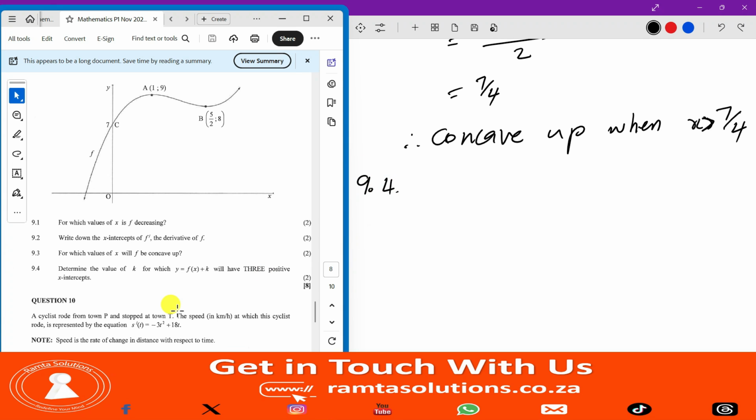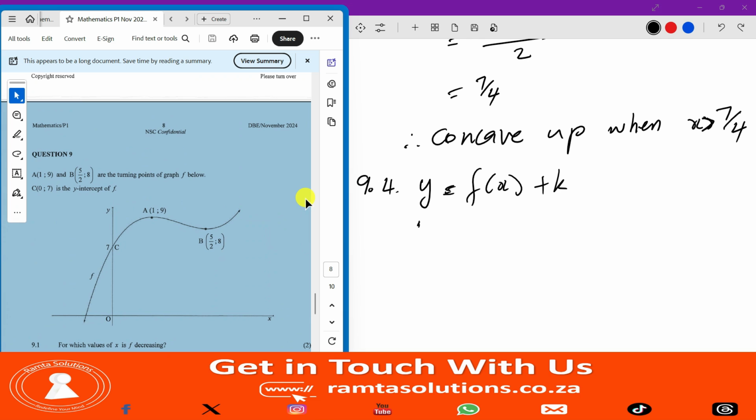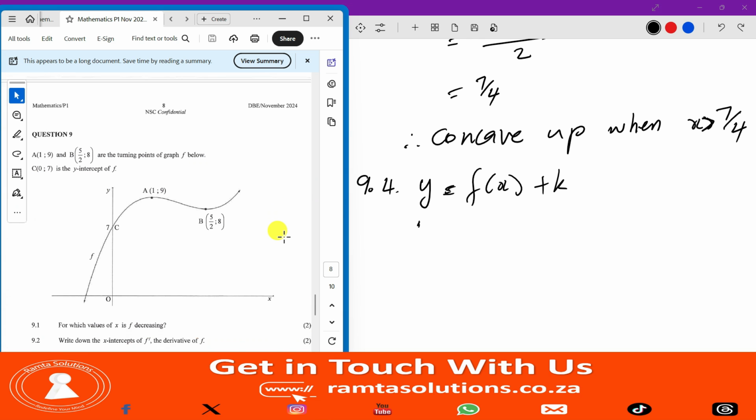Question 9.4: determine the value or values of k for which y equals f of x plus k will have 3 positive x-intercepts. For it to have 3 positive x-intercepts, this is very interesting. Remember, right now you do not know the equation. The equation has not been given fully, but you will need to manipulate this.